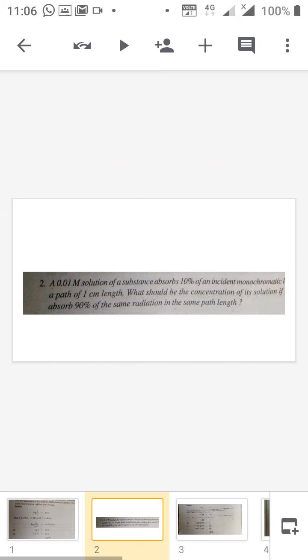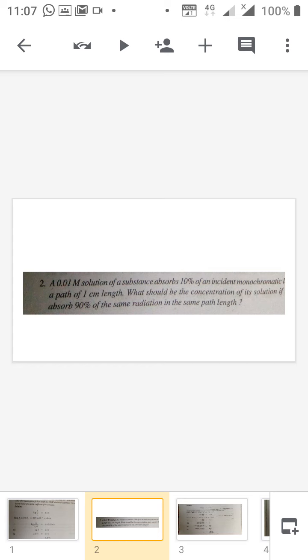Next problem: a 0.01 molar solution of a substance absorbs 10% of the incident monochromatic light, a path length of 1 cm. What would be the concentration of its solution if it absorbed 90% of the same radiation in the same path length? So this type of question we have to read very carefully.